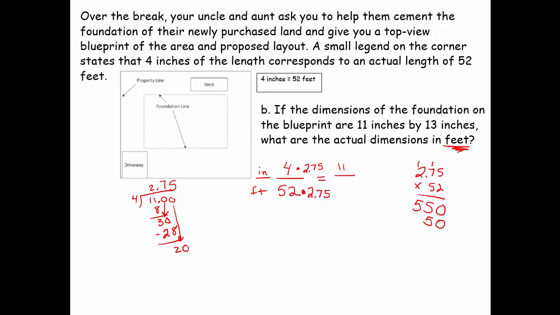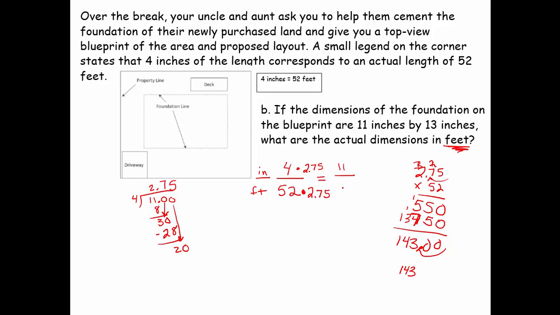5 times 5 is 25. Put down a 5, carry a 2. 5 times 7 is 12, and 2 is 14, right? No. 5 times 7 is 35. And 2 more, right? 35, 36, 37. 5 times 2 is 10, and that gets me to 13. Oh, let's hope I didn't make a mistake. 12, that's 13. That is a 4. Let's hope. 2 decimal places over because there were 2 decimal places over here. So I get 143 feet.